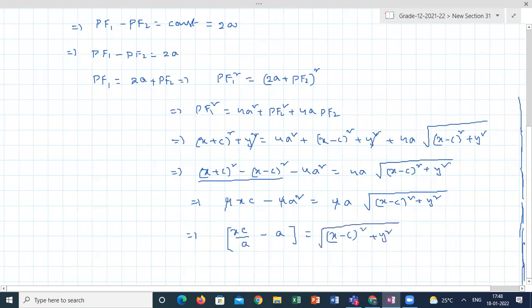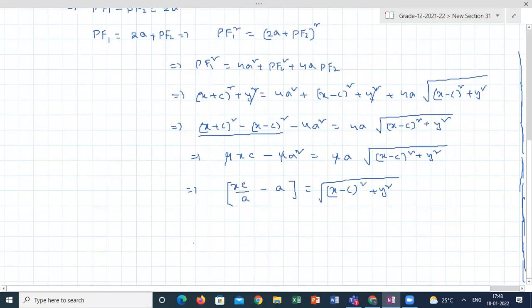Now if I take square on both sides, x square c square by a square plus a square minus 2xc by a into a is equal to x minus c whole square plus y square. This a cancels.